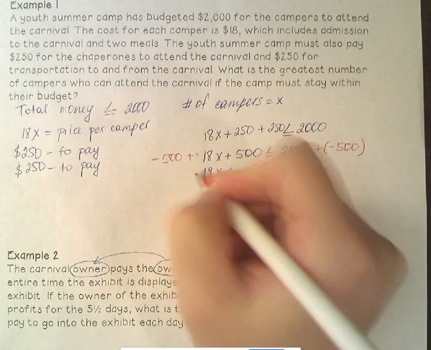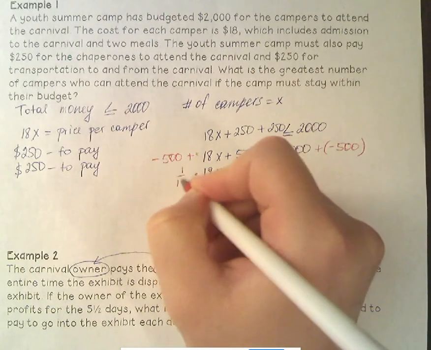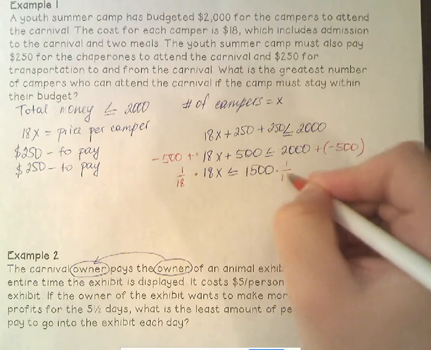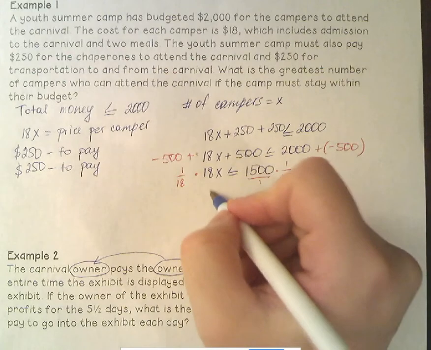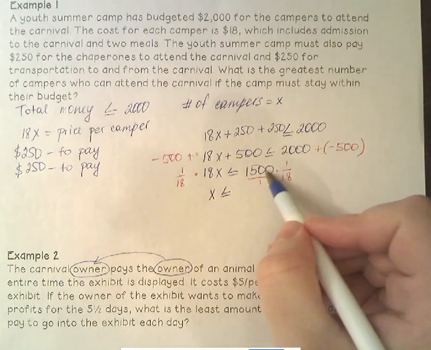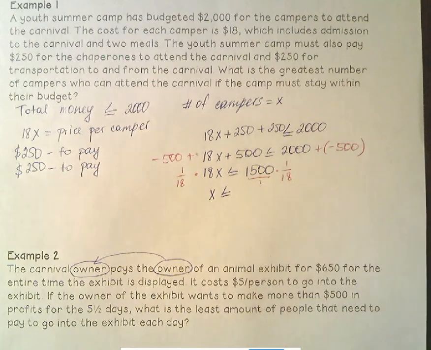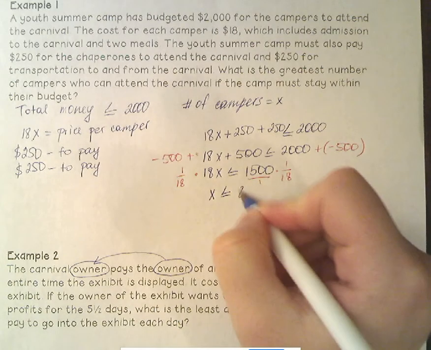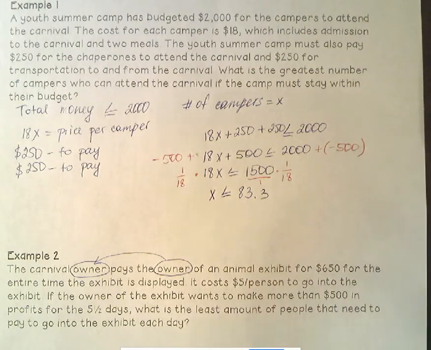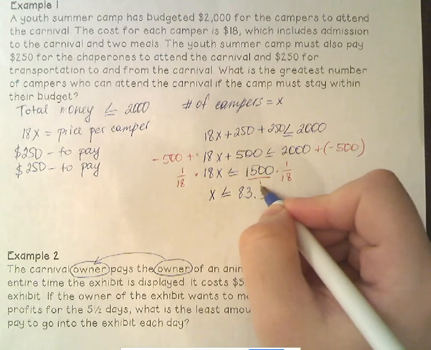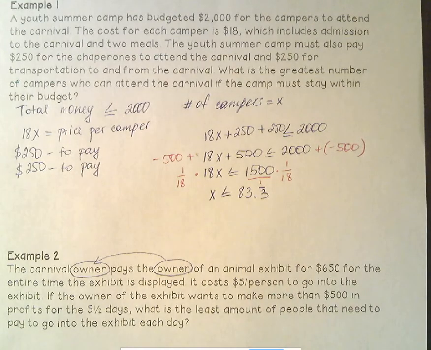We need to multiply by the reciprocal of 18, which is 1/18, on both sides, right? And from here, we know that we will need to simplify 1500/18. So we are simply dividing 1500 by 18. And that is 83 and 3/10. Okay, and that is repeated, 83.3 repeated. Now that is the solution to the inequality.